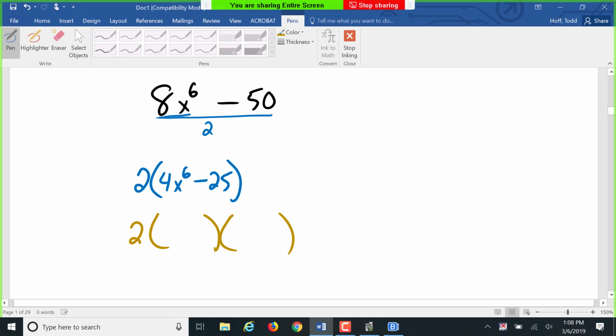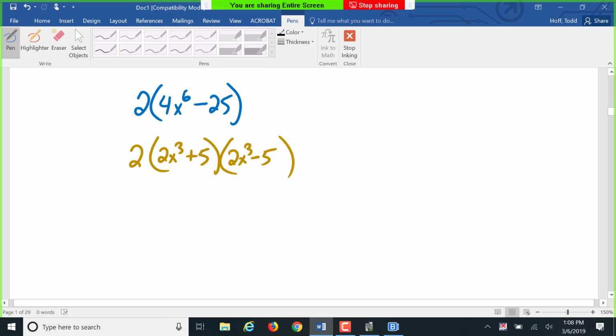4x to the 6th minus 25 is going to factor into what? Perfect. 4x to the 6th, square root is 2x to the third. 25, the square root is 5. So one's plus and one is minus. There it is. I'm going to have you guys try one in your notes.